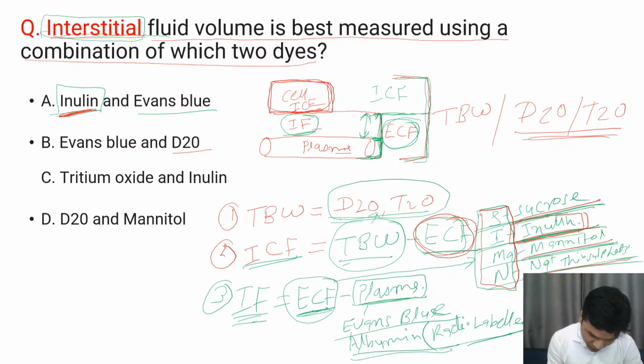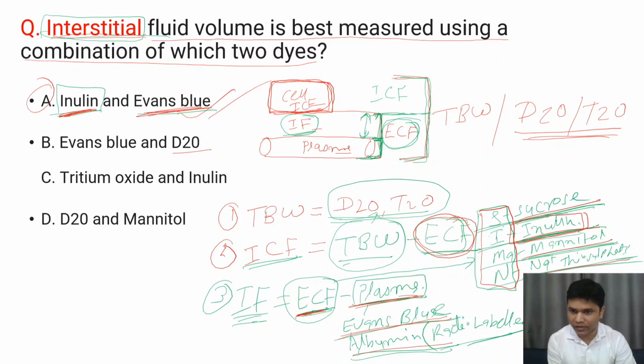And for extracellular fluid, for plasma, so plasma what we can use? So what is the option here? So we have two things, albumin or Evans blue dye. So here is the Evans blue dye. So I think the answer is clearly this one.